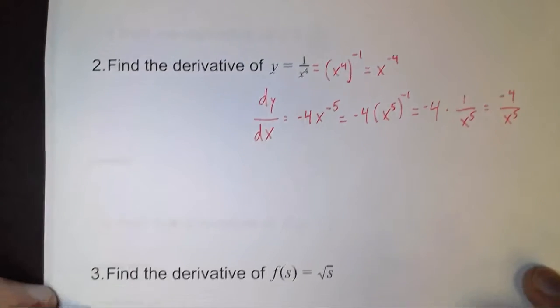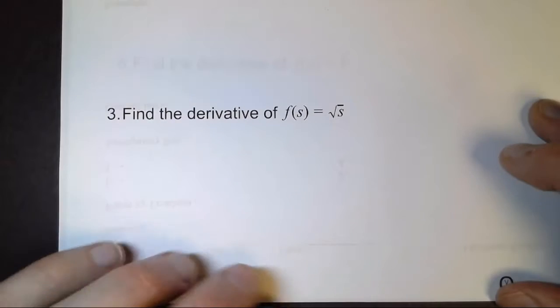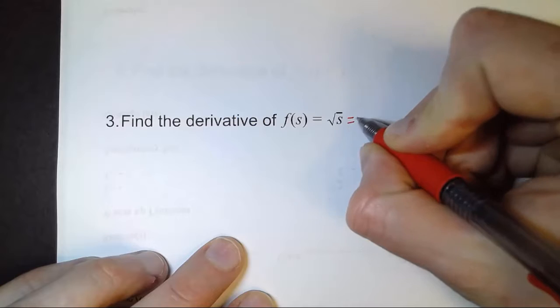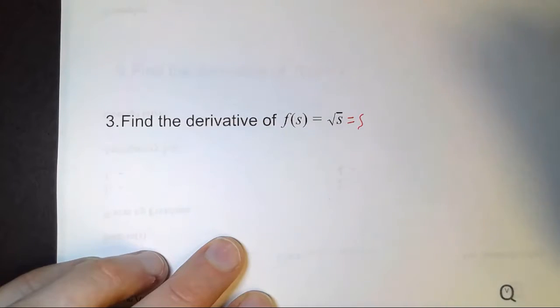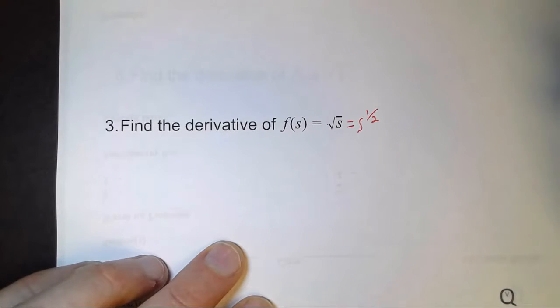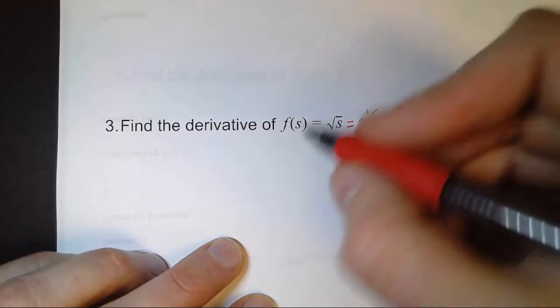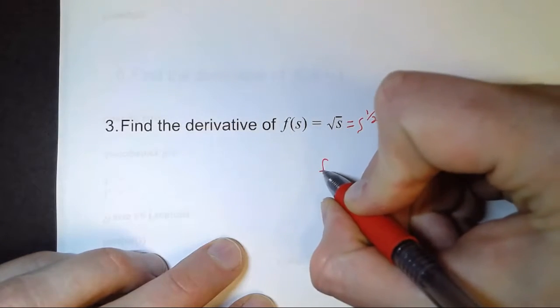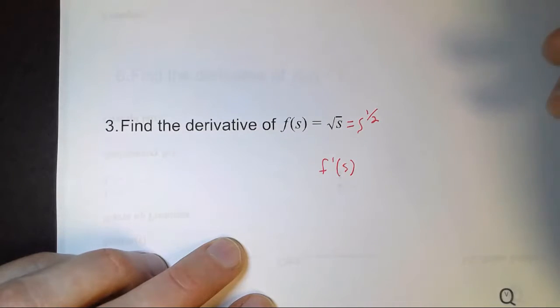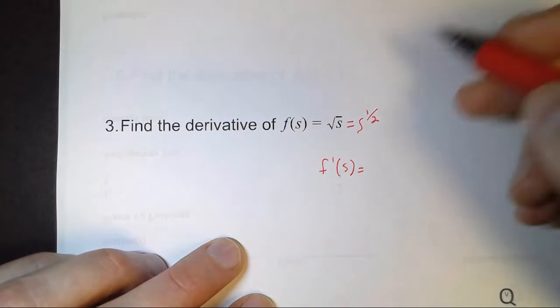So with example number 3, here we're using function notation again, but here we have a square root. So before we can take this derivative, we need an exponent. So what is square root as an exponent? Well, that's s to the 1/2 power. So to write our derivative, it's going to be f prime. Now s is our independent variable, but that's okay. Whether it's x, s, or something else, the power rule still holds.